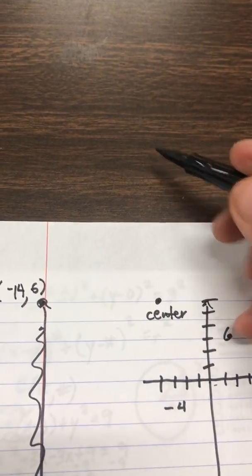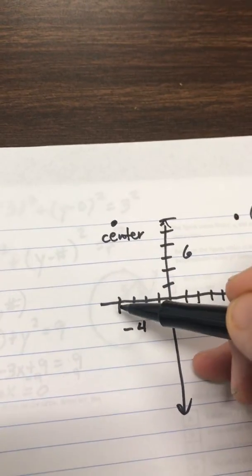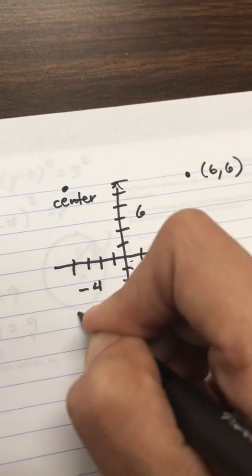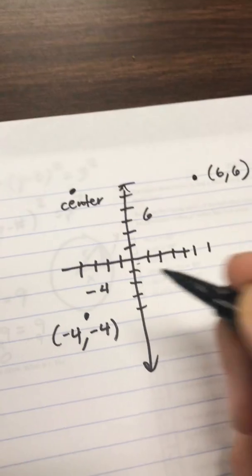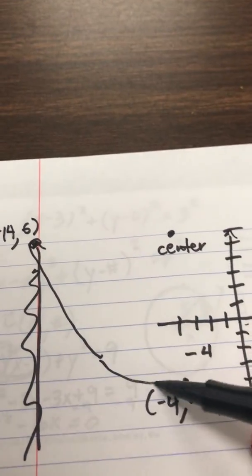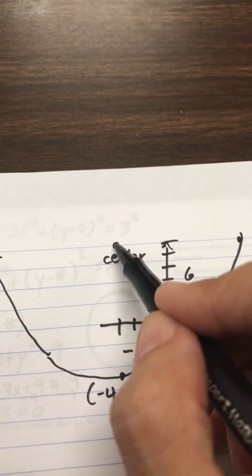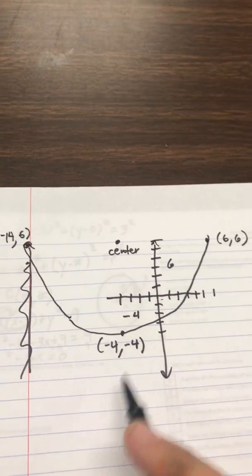I also have 10 up and 10 down. So if I went 10 down, this would be 6 and another 4. So 1, 2, 3, 4. So this would be at negative 4, negative 4. So my circle is starting to take shape here. I have a circle at negative 4, positive 6, and definitely have a radius of 10, but none of these coordinates have shown up.